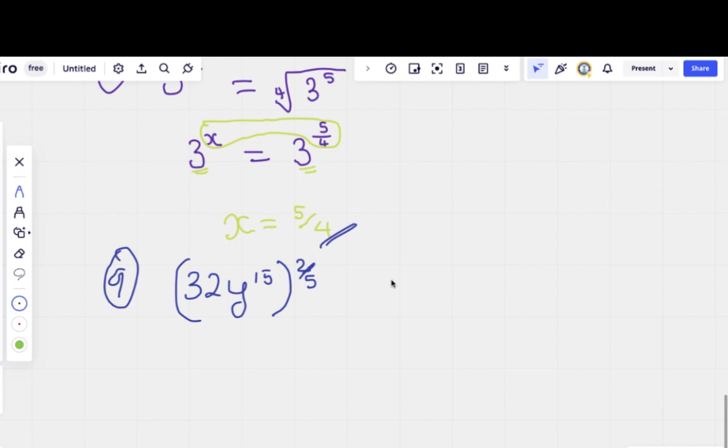The answer is 4y to the power of 6. Okay, let's... Sir, can I go? Okay, you go and pray while we try to solve it.